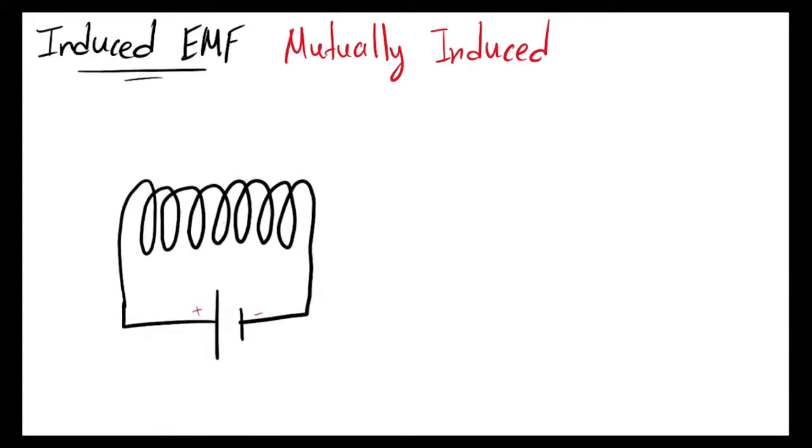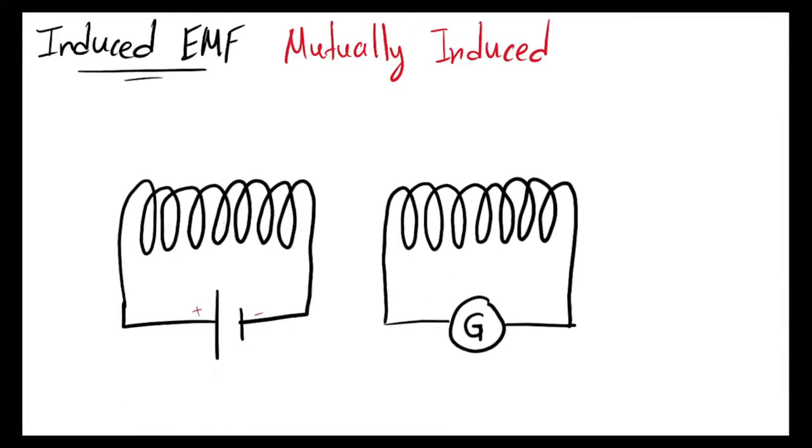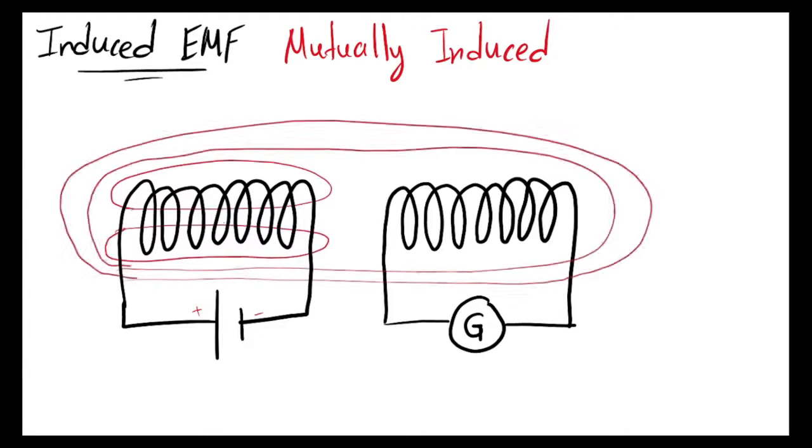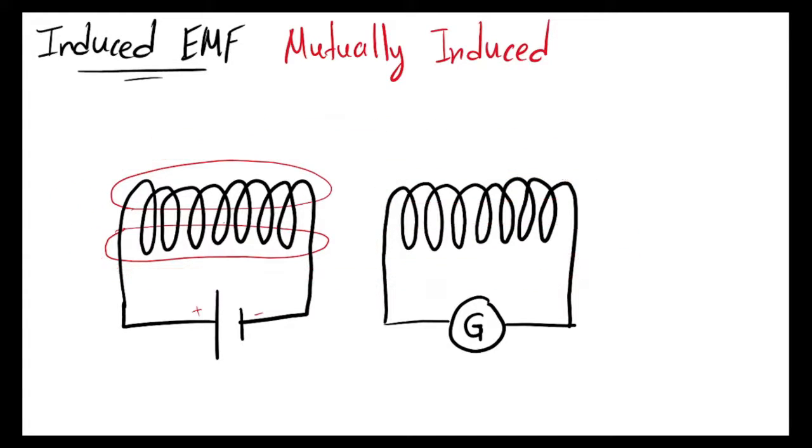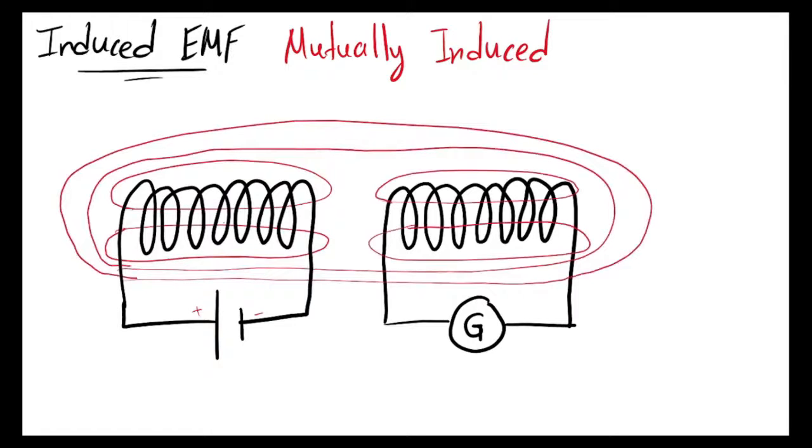If flux produced by one coil is linked with the second coil, and if change in flux produced by the first coil induces the EMF in the second coil. According to Faraday's law, changes in flux induce EMF in a coil, and changes of current in the first coil will induce EMF in the second coil.